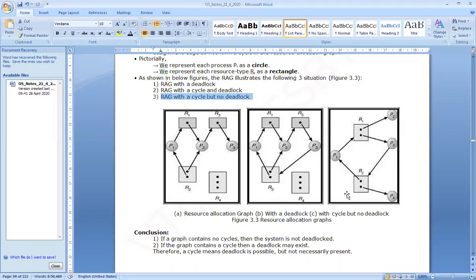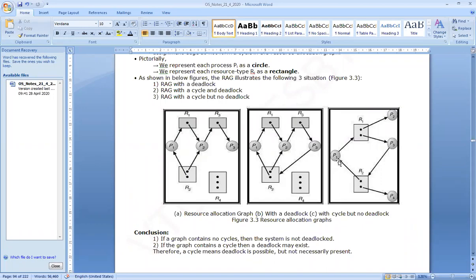The last example is with the cycle but no deadlock. Please understand here, this is with the cycle but no deadlock. We can't always say that because of a cycle there is a deadlock. Here we have only two resources, resource R1 and resource R2, but we have four processes: process P1, P2, P3, and P4. There are two instances of R1 and two instances of R2.